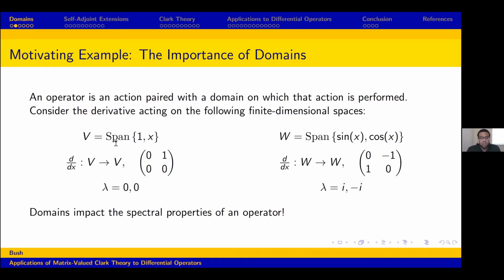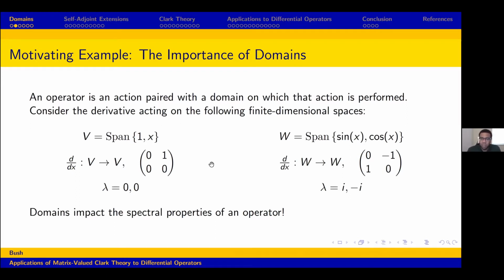For example, take an expression that everyone's seen a bajillion times, the first derivative. If I define this finite dimensional vector space here, the derivative will have this representation, which will have eigenvalues 0, 0. If I instead take the span of sine and cosine, the derivative will then have this action, and it'll have those eigenvalues. So in other words, we went from a single repeated eigenvalue to a conjugate pair. And so the punchline is that domains inform the spectral properties of an operator, even in, like I said, the toy model finite dimensional example.